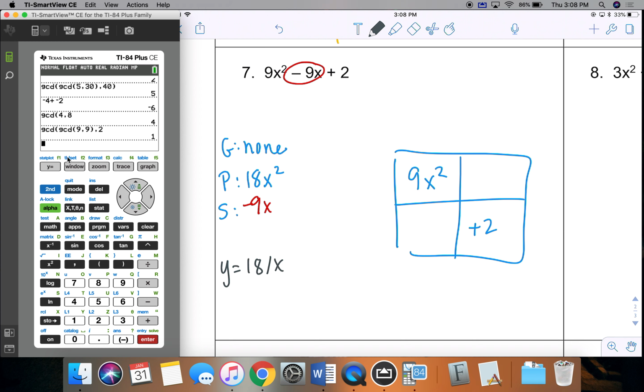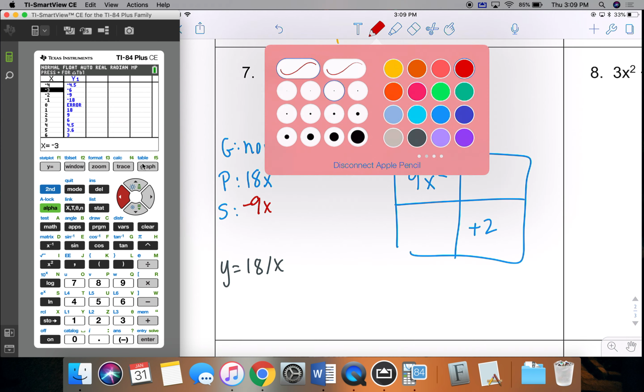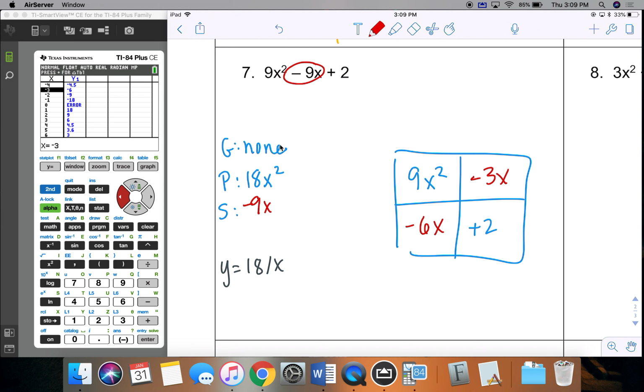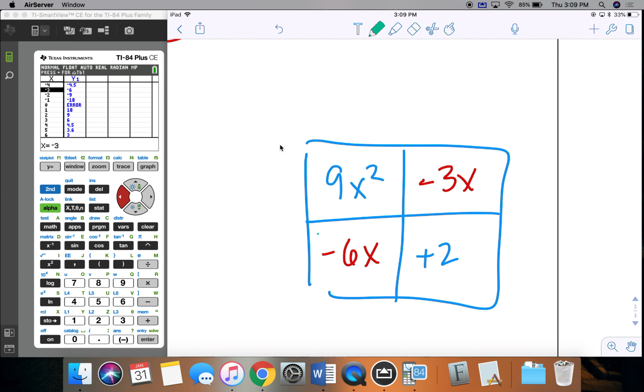In y equals, I will put the product of 18 divided by x. Then I will go to the table and search for my sum of negative 9. Now here I have a negative 3 and a negative 6, which adds up to negative 9. So negative 3 and negative 6. And then I take out my GCF. So 9 and 6 share a 3 as well as an x.